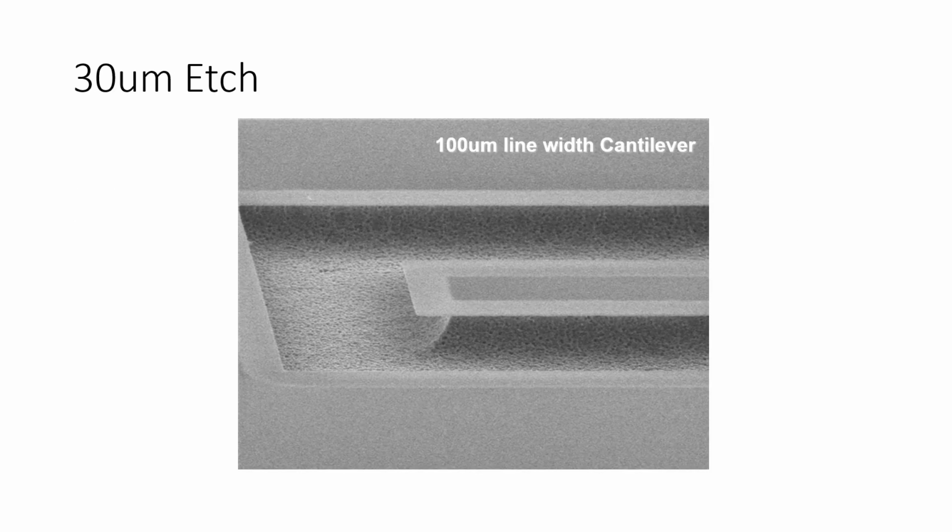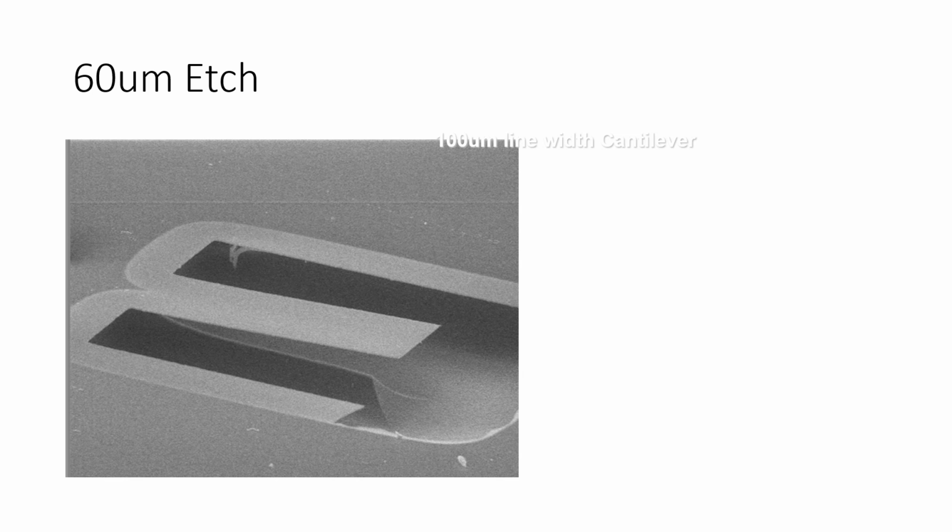Here is a cantilever being etched by bromine trifluoride after 30 minutes. And then this is after 60 microns of etch. The cantilever is free. You can see that the undercut is quite significant.